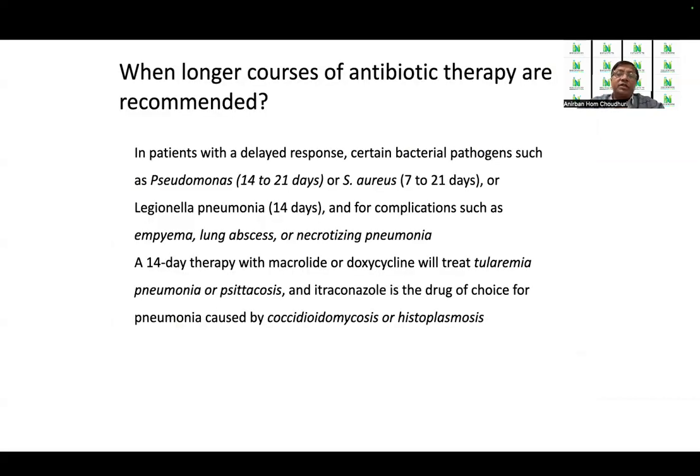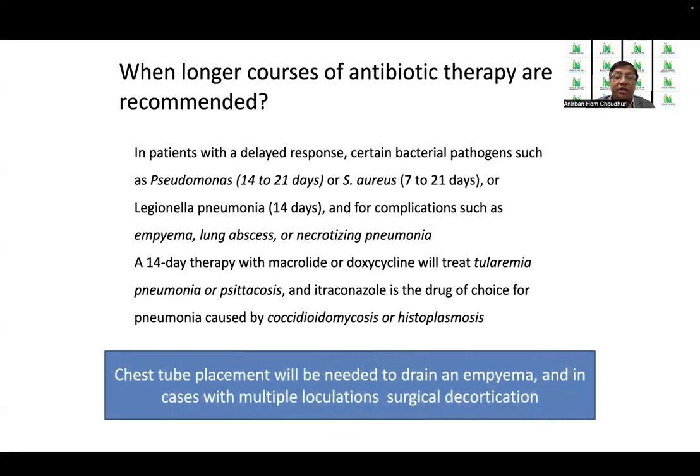Now, when are longer courses of antibiotics recommended? In patients with delayed response, in certain bacterial pathogens such as Pseudomonas or Staph aureus or Legionella, and for complications like empyema, lung abscess, and necrotizing pneumonia, a 14-day therapy is desired. Macrolide or doxycycline will treat tularemia pneumonia or psittacosis, and itraconazole is the drug of choice for pneumonia caused by coccidioidomycosis or histoplasmosis. So once we know the few rare causes for which prolonged treatment is required, for all other cases we can continue with the standard treatment.